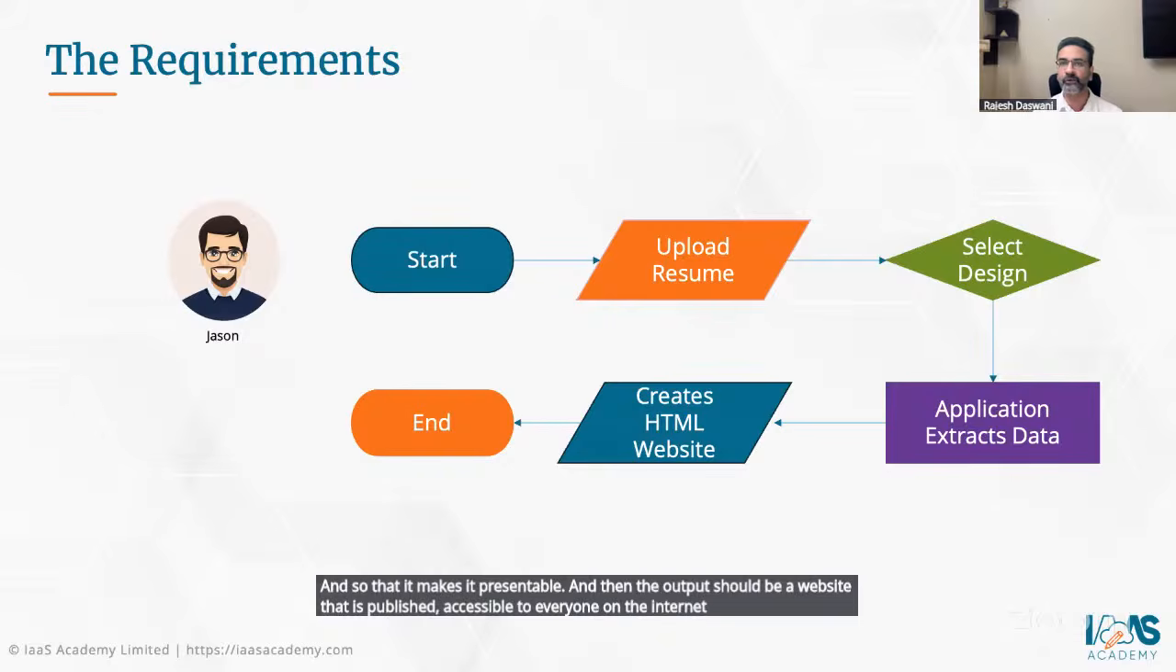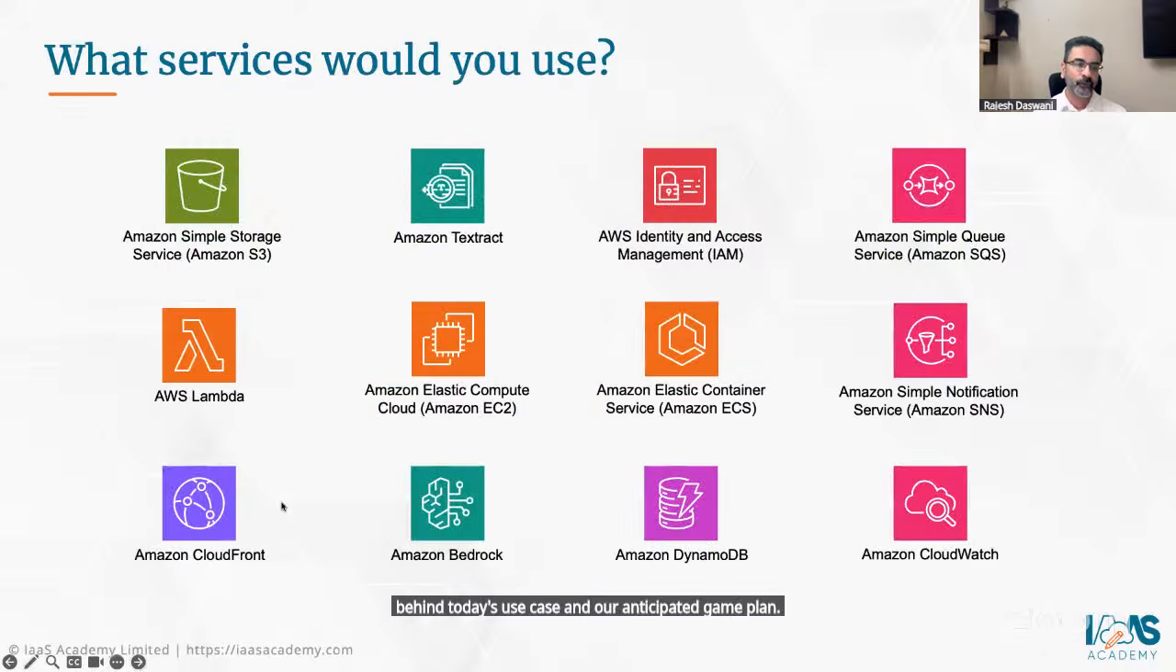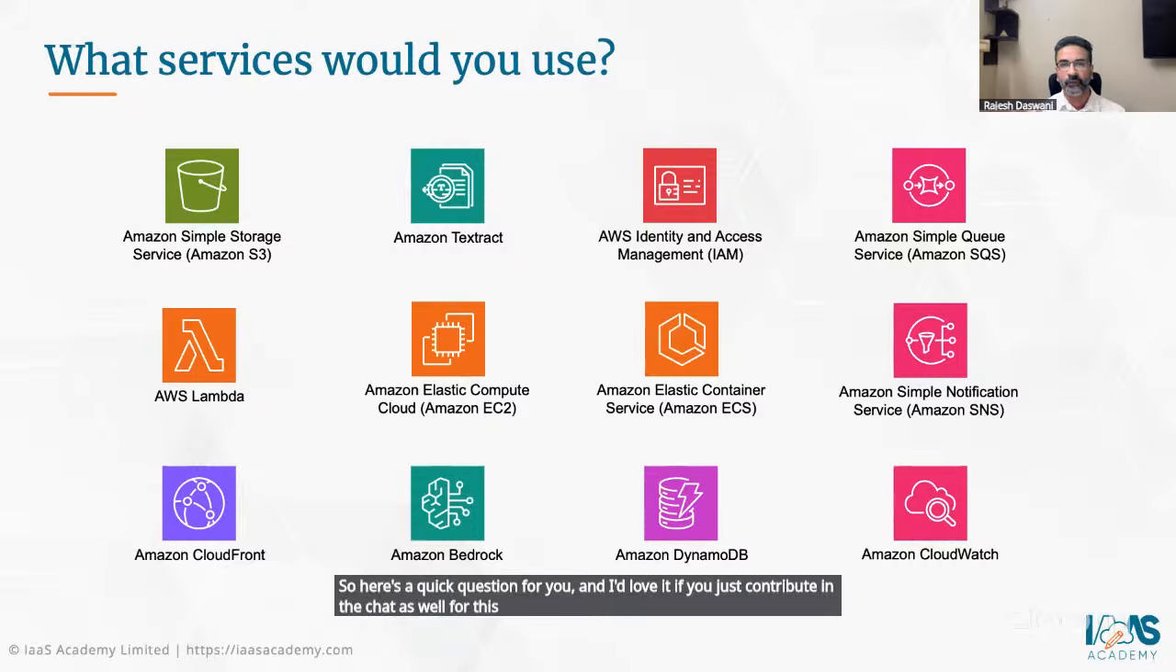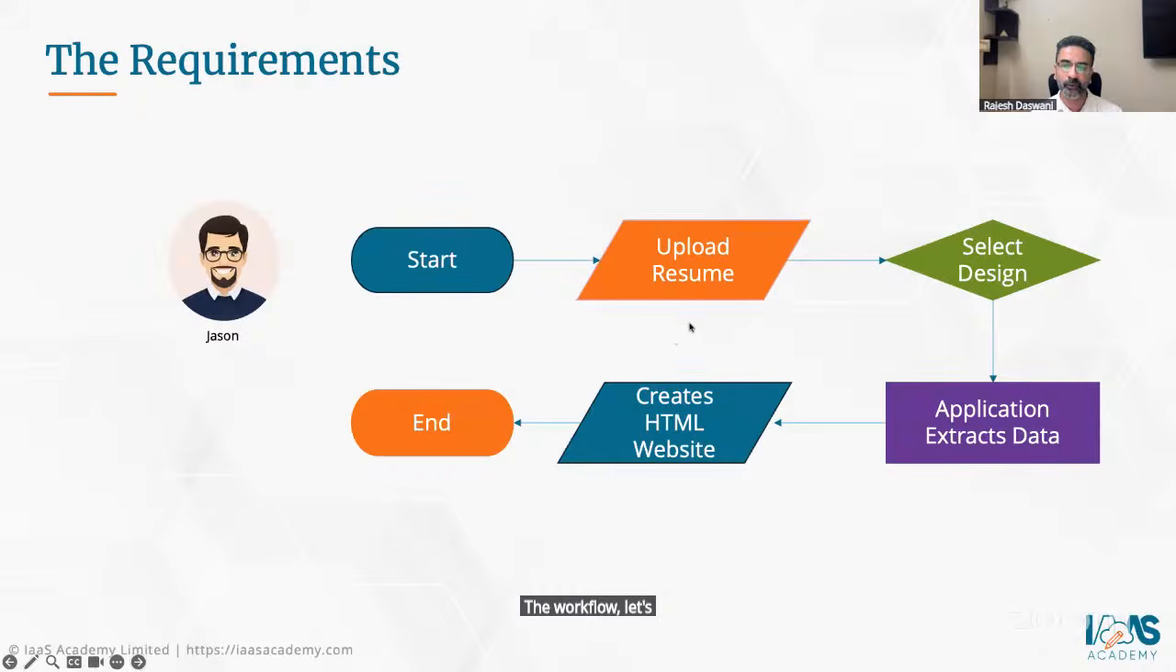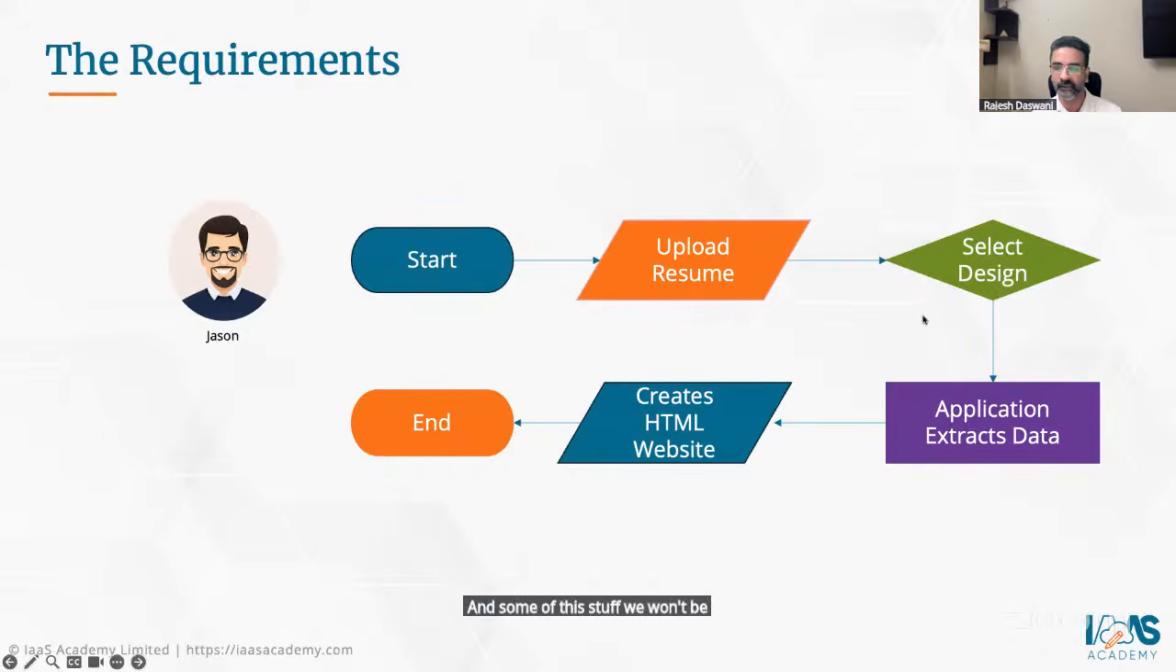You get a URL, and then you can send it off to recruiters and hiring managers, and also put it on things like your LinkedIn and your business card, or whatever you want to do. So that's the whole idea behind today's use case and our anticipated game plan. Here's a quick question for you, and I'd love it if you contributed in the chat as well. Let's take a look at the workflow again. We want to upload our resume and select a design pattern. Some of this we won't be able to do live, obviously, but I'll explain as we go along.